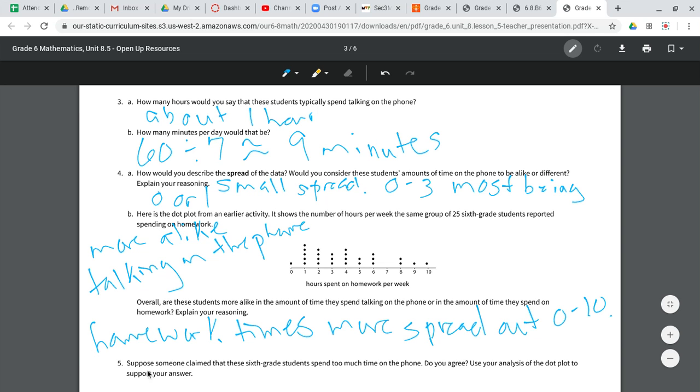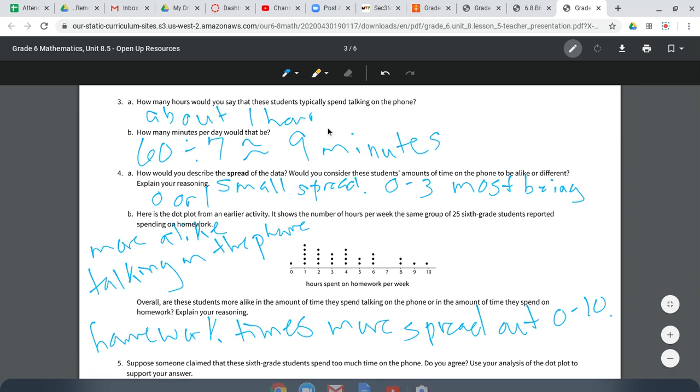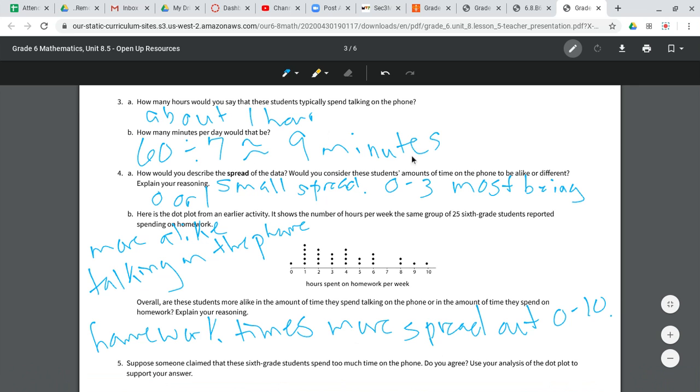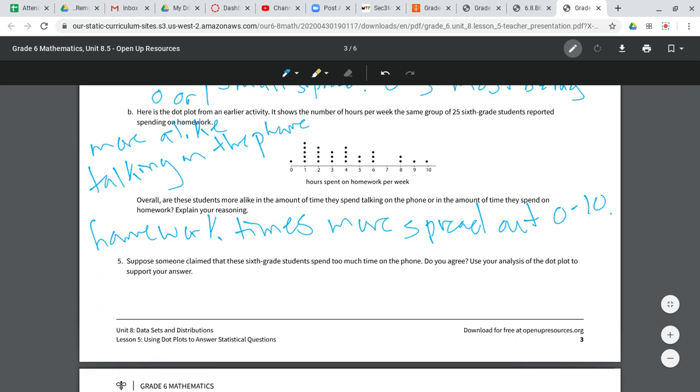And our last question. Suppose someone claimed that these 6th grade students spend too much time on the phone. Do you agree? Use your analysis of the dot plot to support your answer. If we think about what we said, in one day they're spending about 9 minutes on the phone. So are they spending too much time on the phone? I would disagree.